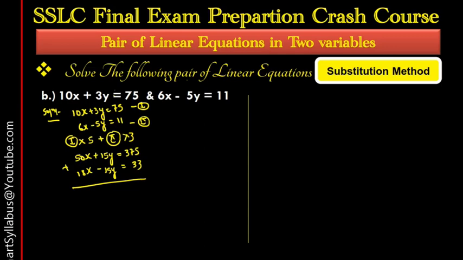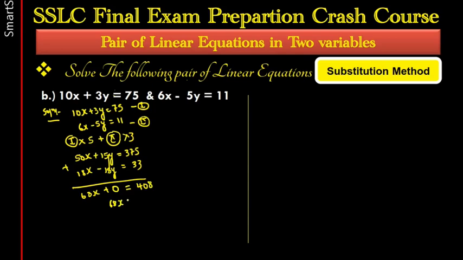So directly add now. 50 plus 18, it's 68x. Now plus 15 minus 15 gets cancelled, nothing remains there. That's equal to 375 plus 33, it's 408. Now 68x is equal to 408. So x is equal to 408 upon 68. Divide these two numbers so that we can get the value of x now.